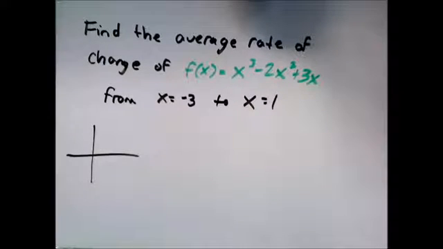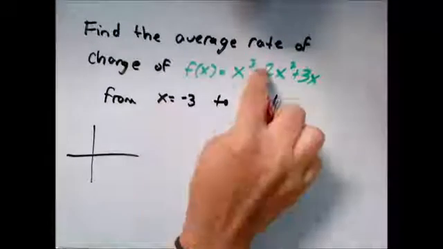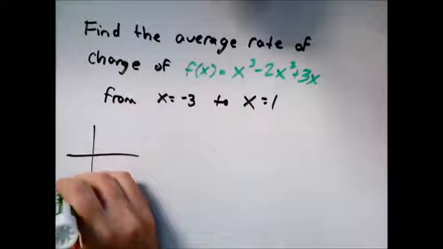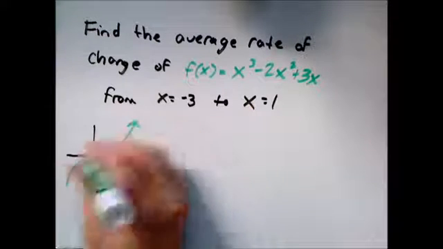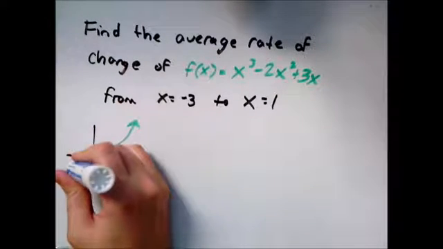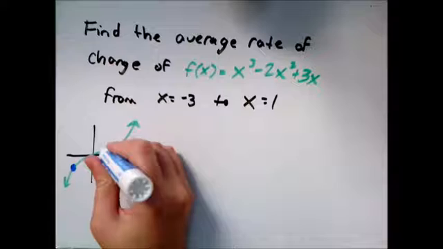Here they're asking us to find the average rate of change of this function from -3 to 1. So first, let's take a look at what this function looks like so we can figure out what we're trying to do here. It curves like this, and they want to know the average rate of change from -3, which is maybe about here, to 1, which is about here.